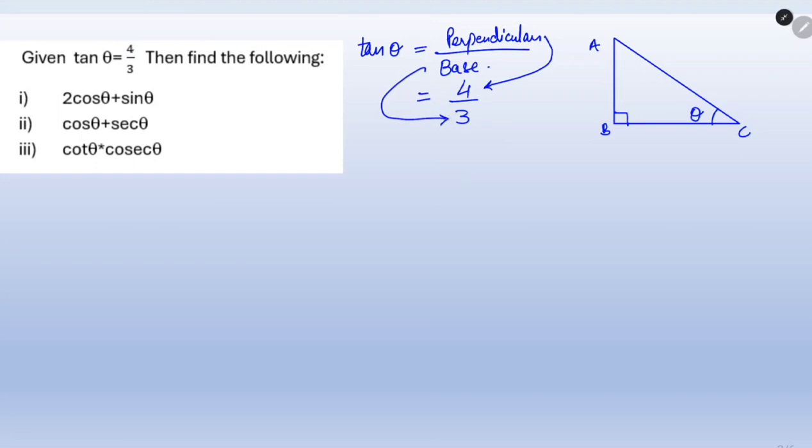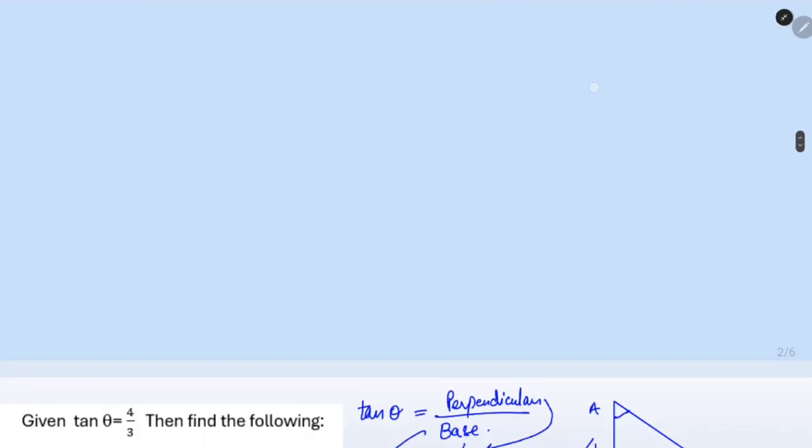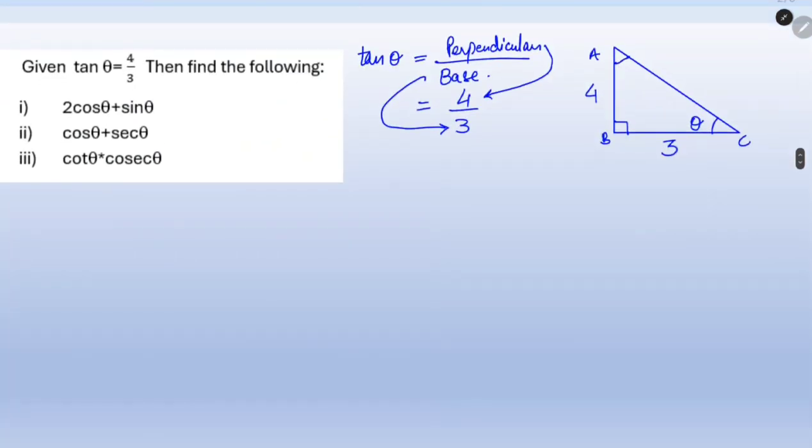So perpendicular here is AB, which is 4. Base is BC, which is 3. Base is nothing but the side where the theta angle is made with respect to the 90 degree. If theta would have been at the other angle, then AB would have acted as the base and BC would act as the perpendicular. Sorry for that. The hypotenuse is always the side opposite the 90 degree.